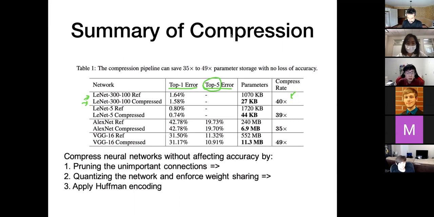So you see that both in terms of top five error and top one error, the errors are really comparable after you do this compression. And you see the difference in terms of size. If you go all the way to VGG, a large model, storing it takes around 500 megabytes, which is relatively large. After you do compression, it's only 11 megabytes.